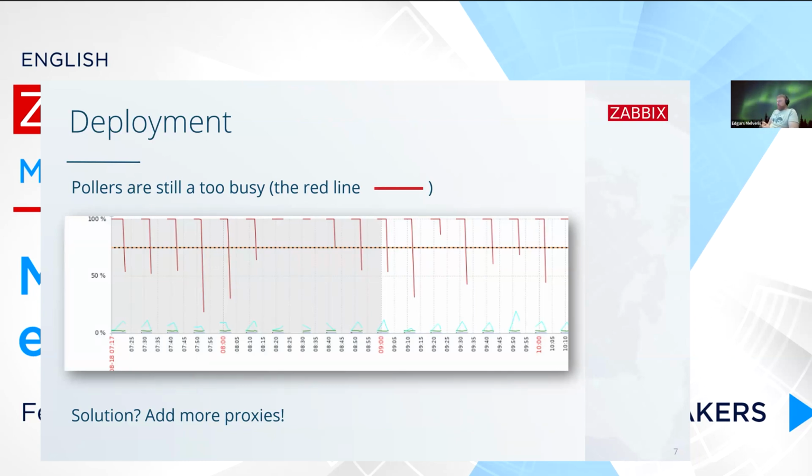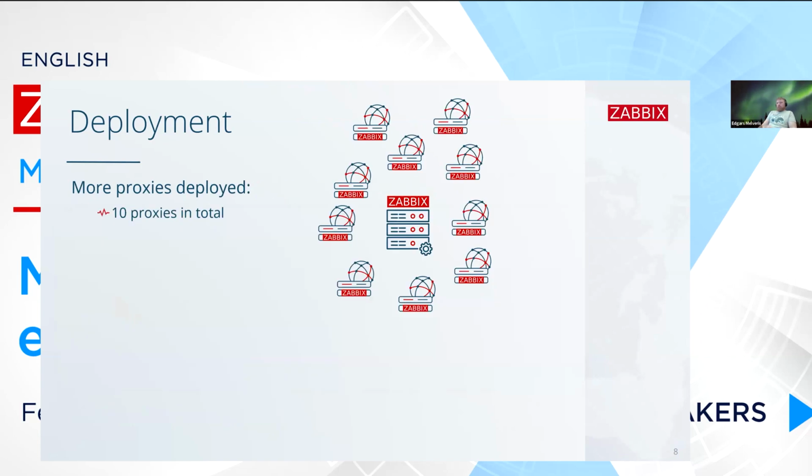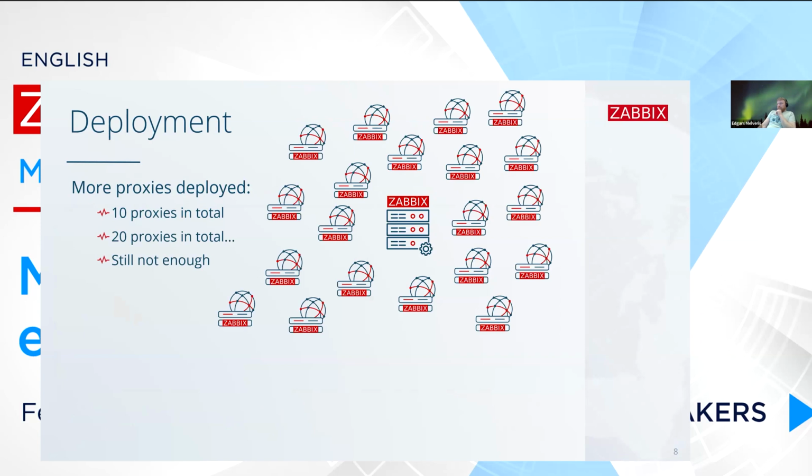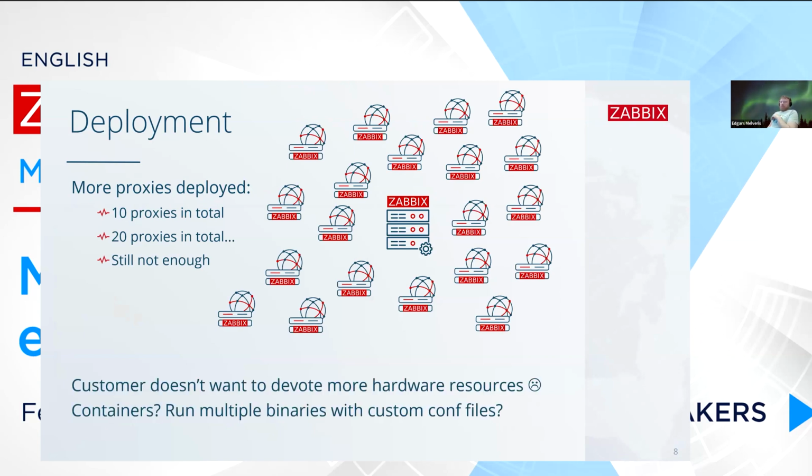Okay, so what to do? We can't start more pollers. Let's add more proxies. That is always a solution. Initially there were 10 proxies. We increased it to 20, and still that is not enough. So what to do next? More proxies? Well, they no longer really want to add more proxies.